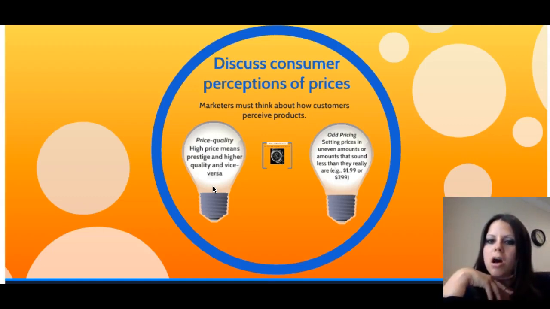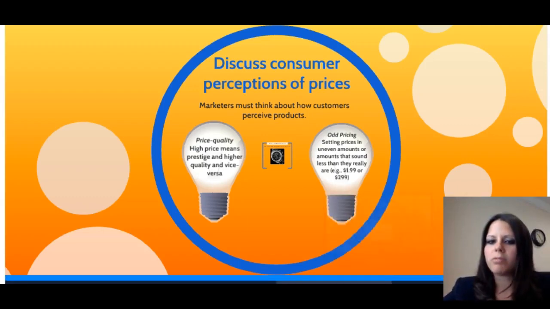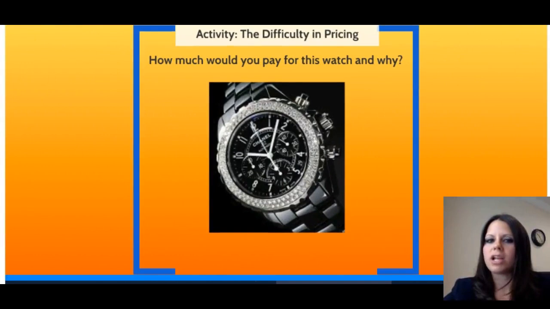Odd pricing is another way that we can strategize pricing with a customer. This sets prices in uneven amounts or amounts that sound less than they really are. So for example, you might sell something for $1.99 instead of $2. Really, it's about $2, but it just sounds cheaper by doing it at that $1.99 price point. Okay, so odd pricing can also be an effective pricing strategy.